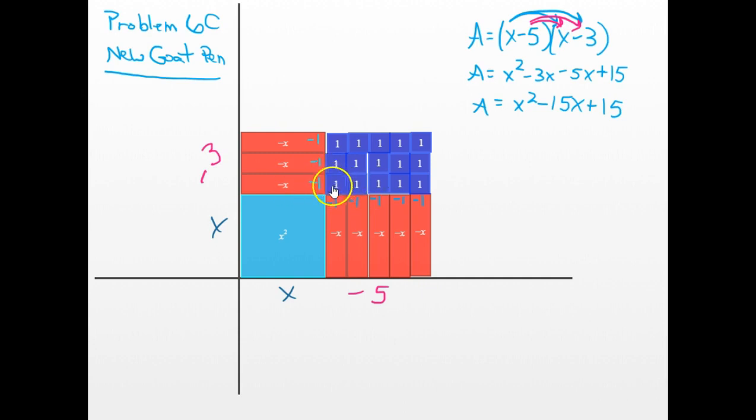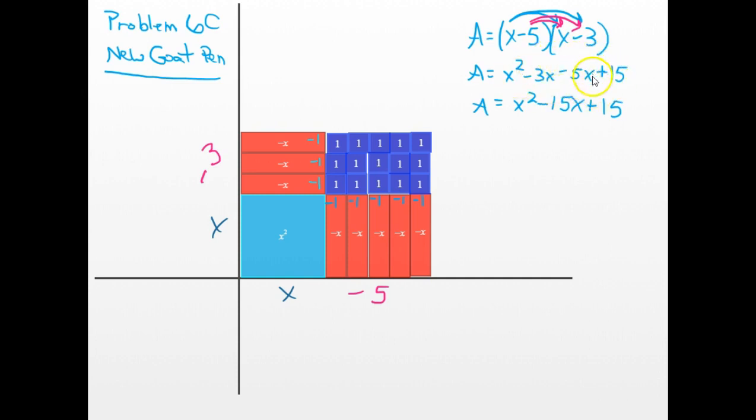And then for each of my smaller units, I've got a -1 times a -1, which gives me a +1. So each of these would be positive. And we can, again, see how that's represented using the distributive property. We've got x times x, which is x squared, x times -3, which is -3x, -5 times x is -5x, and negative 5 times negative 3 gives me positive 15.